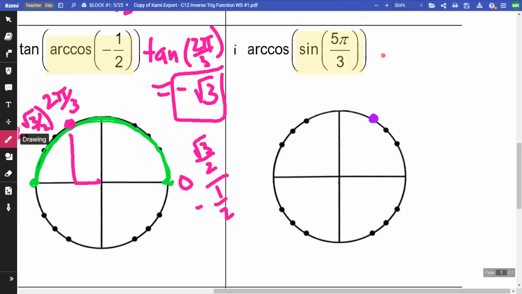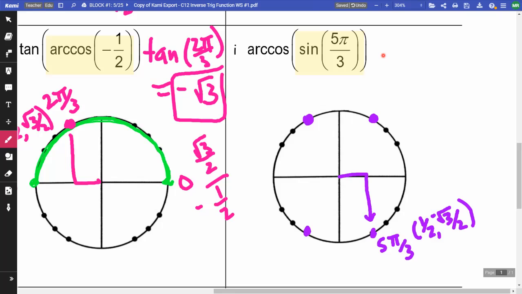So 5 pi thirds. These are my pi thirds. So that would be pi thirds. This one is 2 pi thirds. This one is 4 pi thirds. So I'm here at 5 pi thirds. That's where I am. And the coordinates here are short, comma, long, and that's going to be a negative root 3 over 2. So the sine is your y coordinate. So my y coordinate is that, the negative root 3 halves.